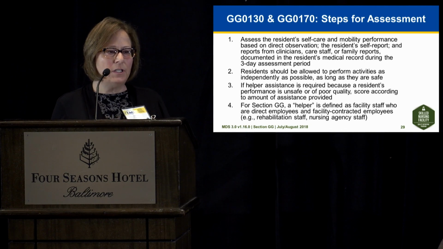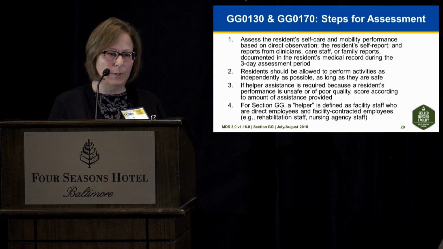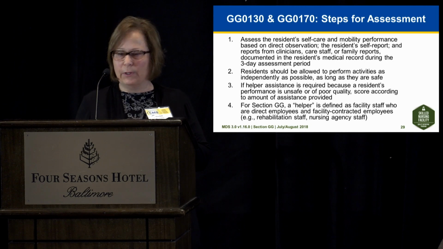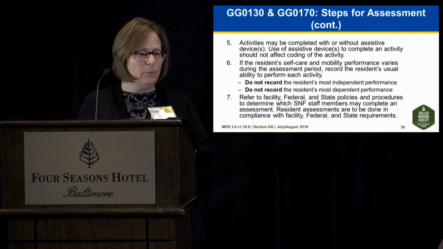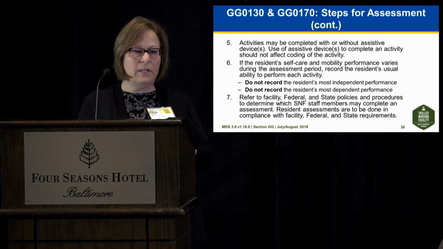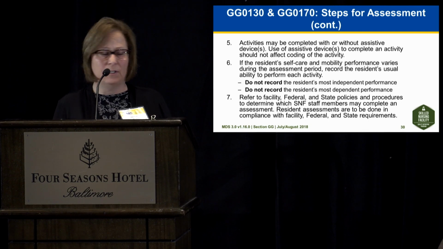For Section GG, a helper is defined as facility staff who are direct employees and facility contracted employees, for example, rehab staff and nursing agency staff. That shouldn't be anything new to you. The activities can be completed with or without assistive devices, as Ann mentioned, and use of the assistive device should not affect the coding of the activity at all.